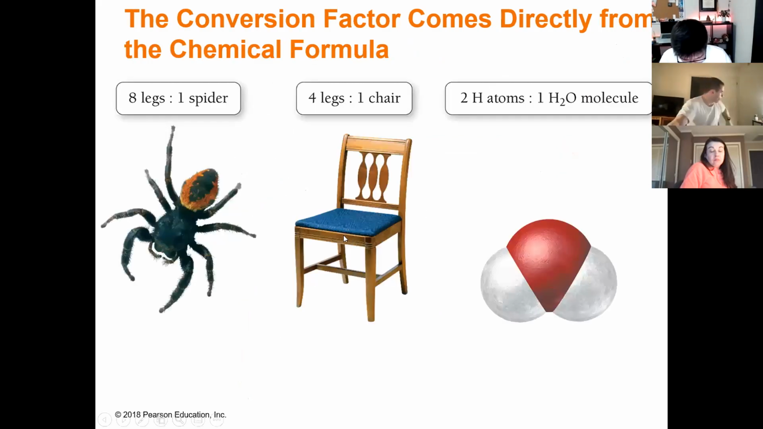So other examples of comparing a whole thing to its individual parts. 1 spider has 8 legs. These 2 things are equivalent to each other. It can't be a spider without having 8 legs. 1 chair has 4 legs. Can't be a chair without, well, I guess there are chairs out there that don't, but let's just say it's a traditional chair. 1 chair has 4 legs. So this allows us to jump from one thing to another pretty quickly. If I have 3 spiders, I can set it up in dimensional analysis and know that every spider has 8 legs. If I have 3 of them, there'll be 24 legs total. The same thing is true when we're looking at a molecule. If we look at 1 water molecule, it's going to have 2 hydrogen atoms. So what if I had 5 water molecules? If I had 5 water molecules, I'm going to have 10 hydrogen atoms because the subscript tells me how many hydrogens I get out of it.